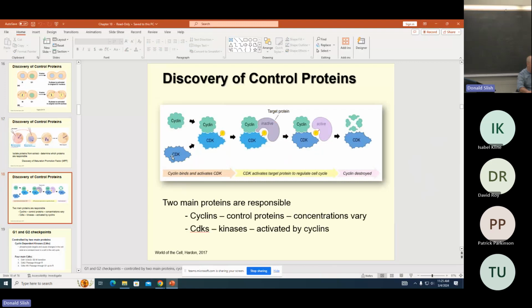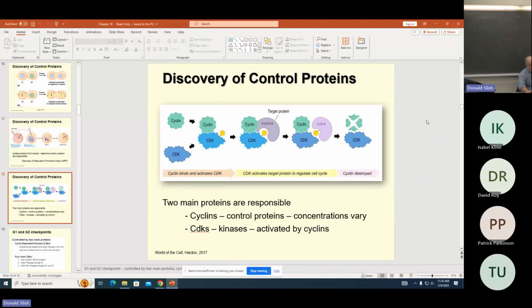Your cyclins and your cyclin-dependent kinases, cyclins and CDKs. So cyclins are the regulatory molecule, CDKs are the kinases. So when the cyclin binds to the CDK, it gets activated. And then the CDK activates target proteins, and that causes the changes we see in the cell at the transition. And then after you go through that transition, the cyclin gets degraded.